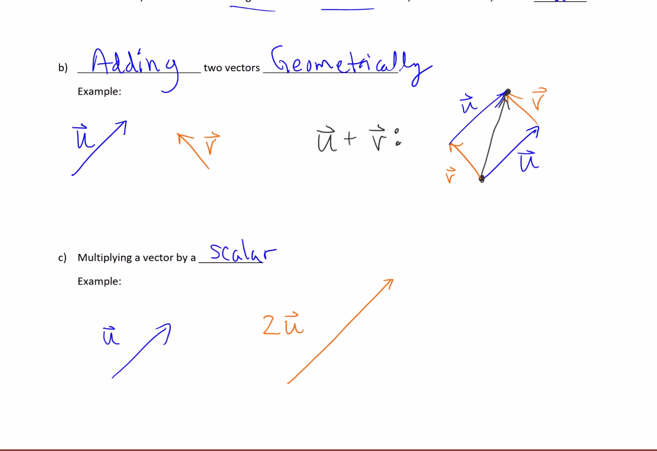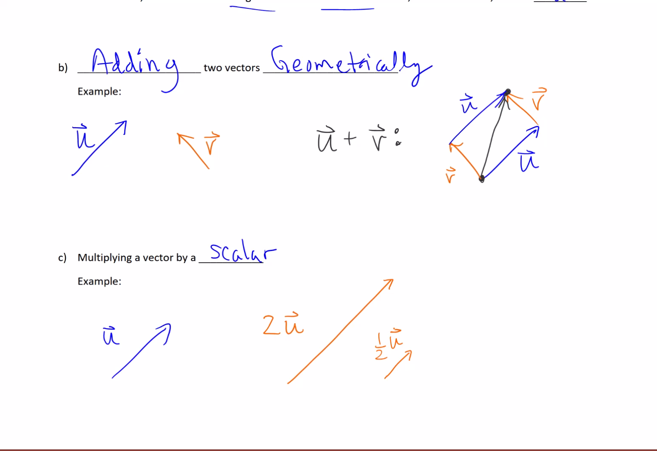Of course, these scalars could be any real number. So what if I did 1/2 u? Well, that would be half the length of the original vector, which I'll again estimate. So if the original vector was 1 inch long, then this one is now 1/2 inch long. It's half of the length of the original, so 1/2 times vector u.